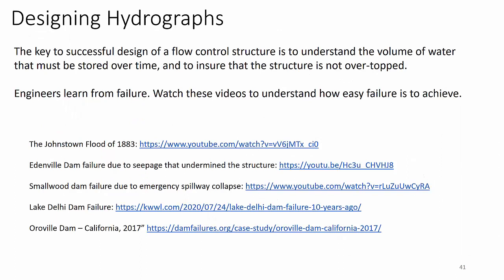The key to successful design of an outflow structure is to understand the volume of water that must be stored over time and ensure the structure is not overtopped. Engineers learn from failure. Watch these videos to understand how easy failure is to achieve. We have the Johnstown flood of 1883, Edenville Dam failure due to seepage that undermines the structure, Smallwood Dam failure due to emergency spillway collapse, the Lake Delhi Dam, Delhi, it's not Delhi, and it should be, but they call it Delhi, Dam's failure, and the Oroville Dam in 2017. Take a look at these dam failures.